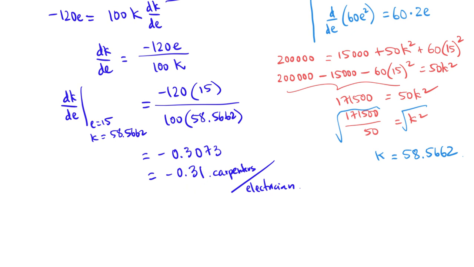0.31. If we round it to 1 decimal place, then this is negative 0.3, but negative 0.3 is negative 3 over 10. The unit is again carpenters over electrician. Meaning if we hire 10 more electricians, then we would decrease the number of carpenters by 3. Another way to interpret this is that if the cost of the house is fixed at $200,000, 3 carpenters are worth as much as 10 electricians.